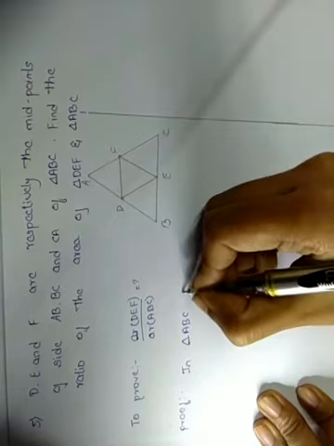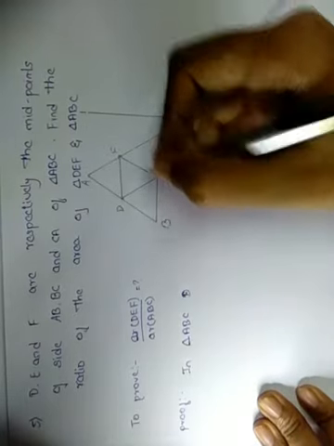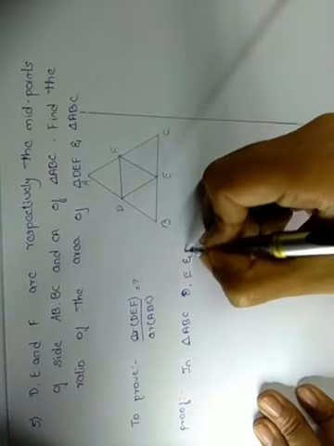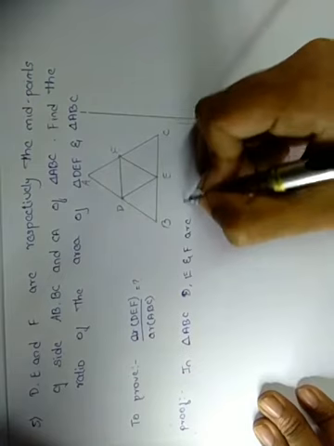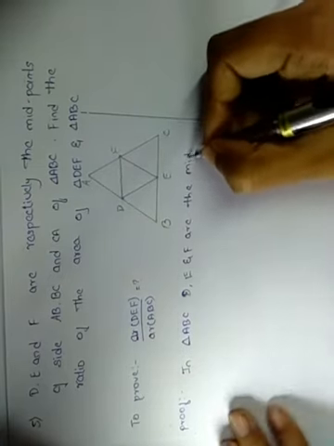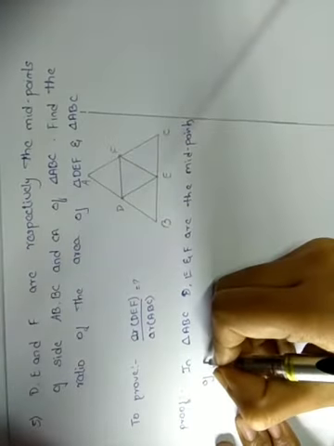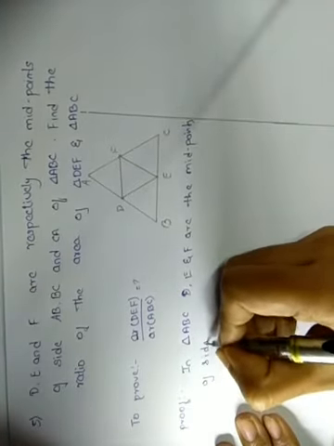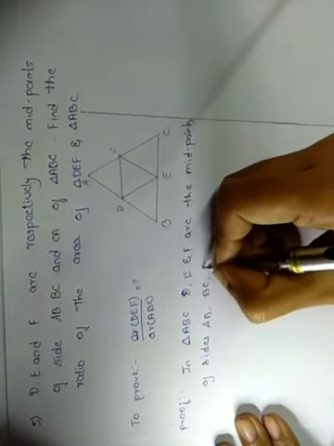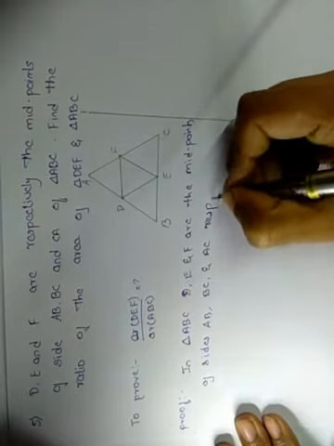In triangle ABC, we can see that D, E and F are the midpoints of sides AB, BC and AC respectively, isn't it?